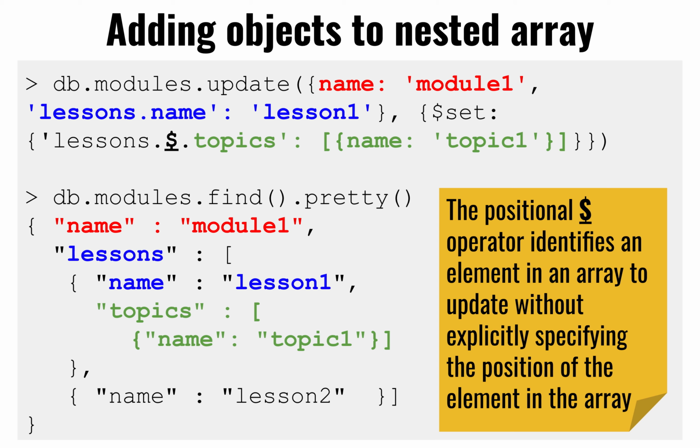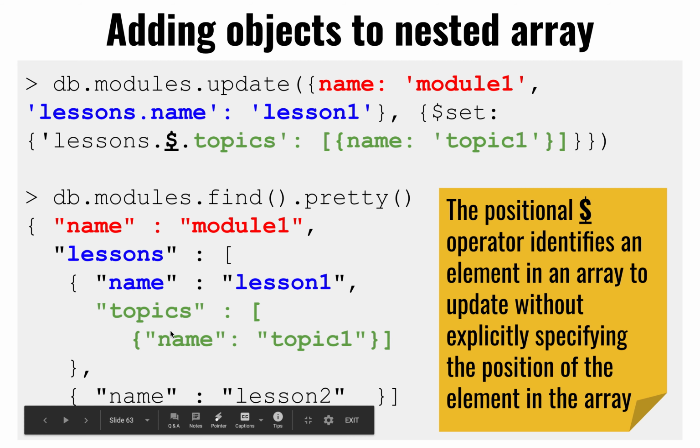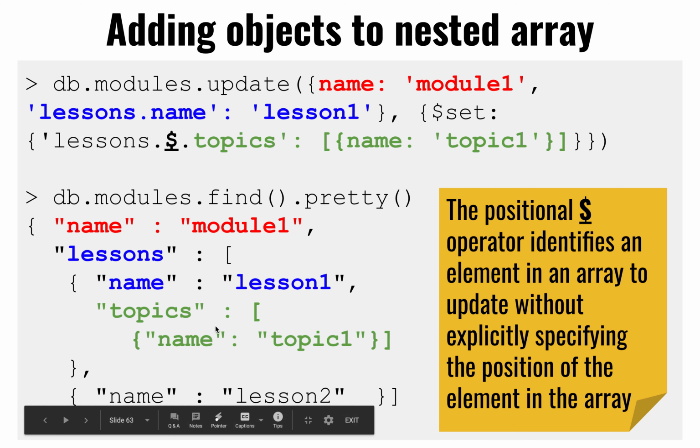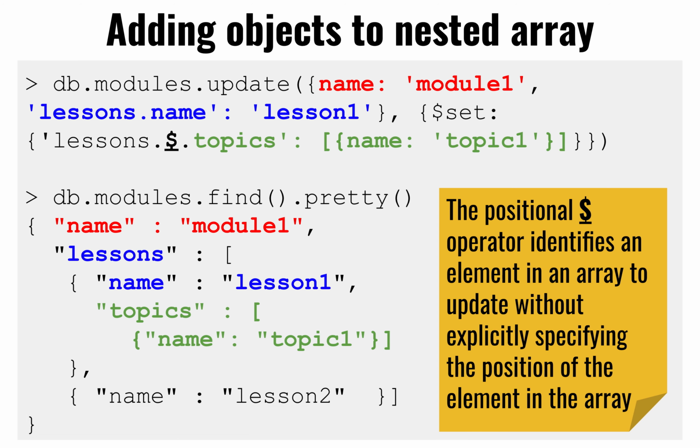Okay? Well, now that I've determined that it's a third lesson, I can now refer to the topics array that's in there. I can say, okay, what do I want to do? I want to set it and give it an array of topic 1. Okay, so now I've added to the third or fourth or fifth or whatever lesson, I've added here name topic 1. I can do it again. I can push again into this topics and add a brand new topic. Now the $ positional operator has a limitation. Let me point out the limitation.